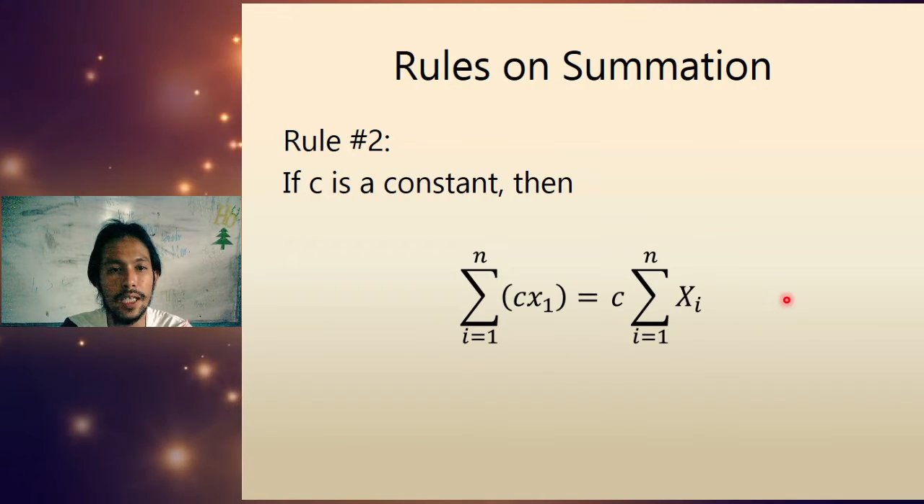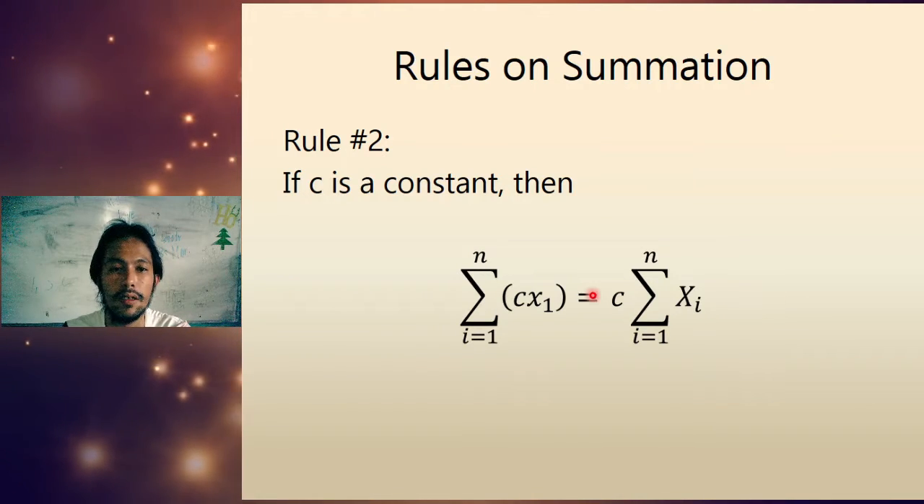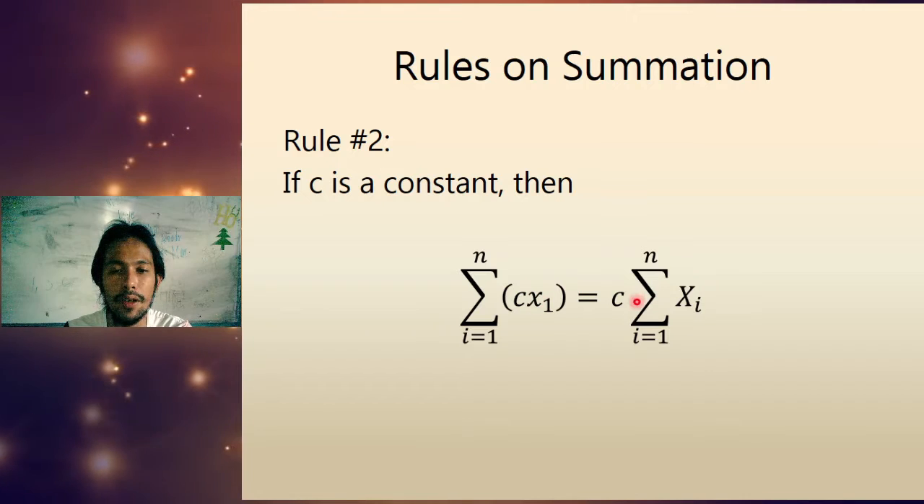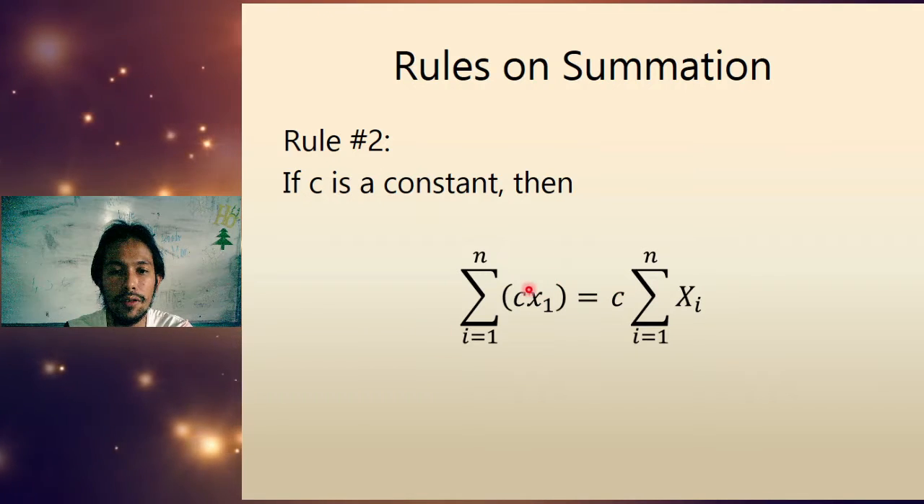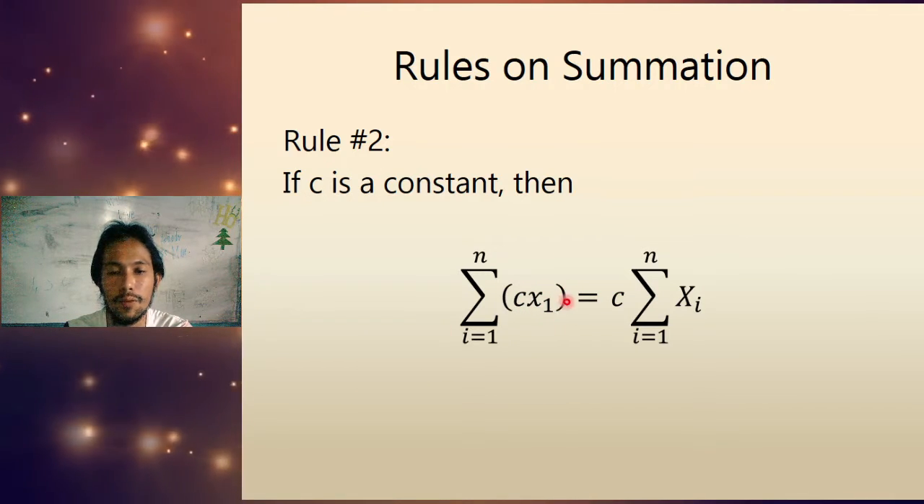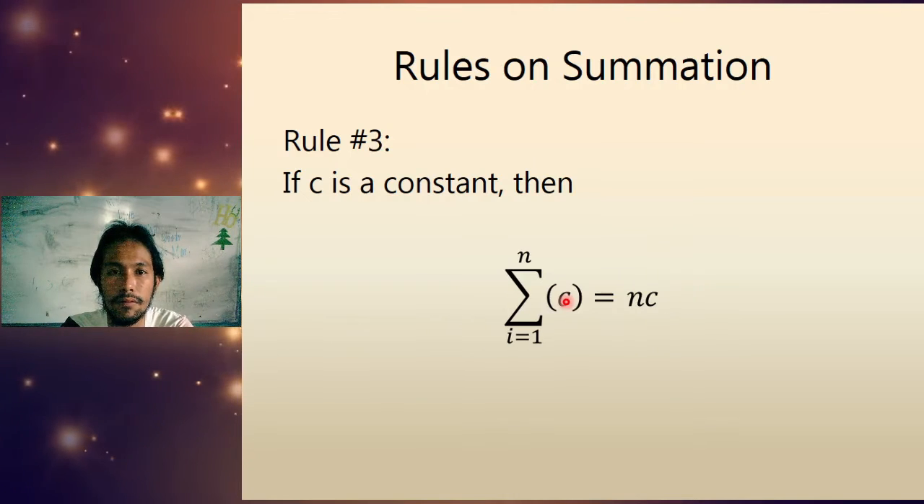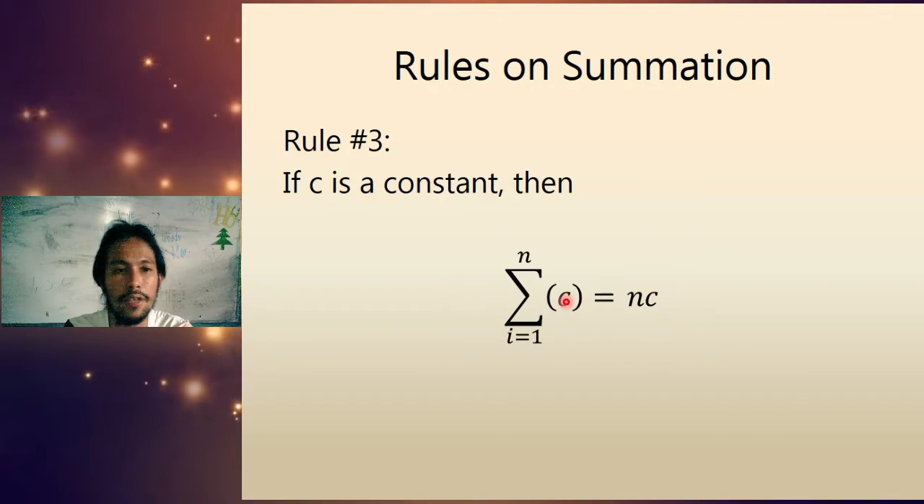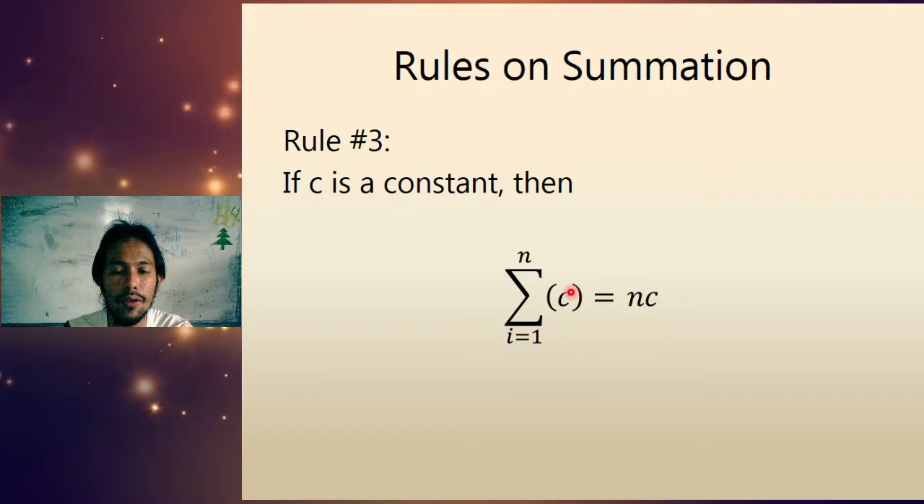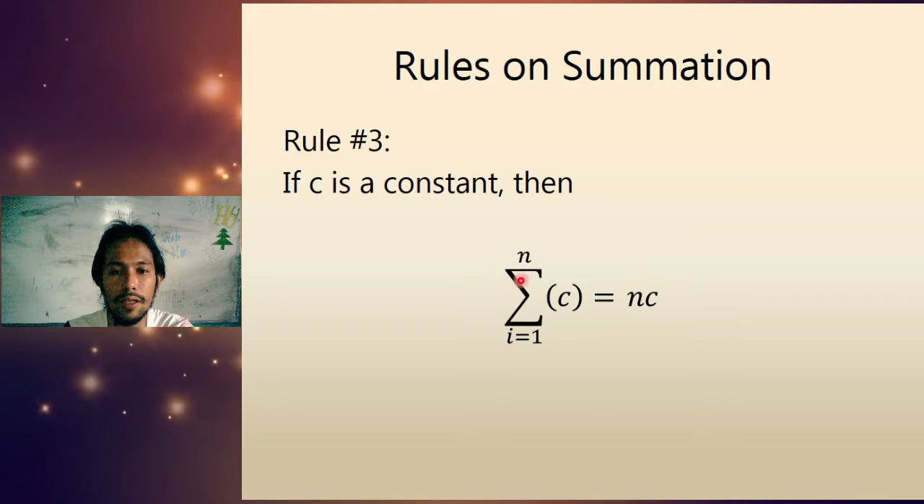Unya, rule number 2, if c is a constant, then so ang c ang constant, may gawas siya ang c, unyang atong kwintahon ang kanirang x sub i. Then if c is a constant, then so kung c ra siya unya n, so diretso siya og times.